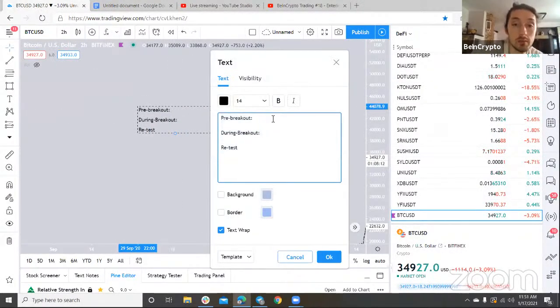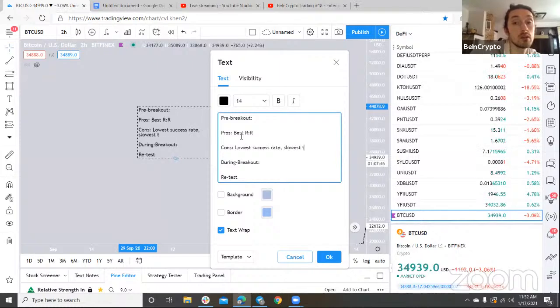So basically, pre-breakout, pros: best risk to reward ratio, and I mean, it has the lowest stop loss, but that's implied when you say best RR, so I'll just leave it at that. Cons will be the lowest success rate, slowest to move.